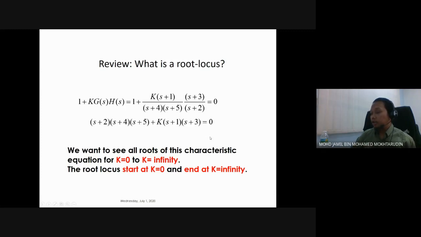And then you can find the roots, or the poles, of the characteristic equation or denominator when K equals 0 and when K equals infinity. The root locus basically plots the poles when you change the value of K from 0 to infinity. So the root locus will start at K equals 0 and end at K equals infinity. The first thing you need to do is to determine the poles when K equals 0, and then the poles when K equals infinity.